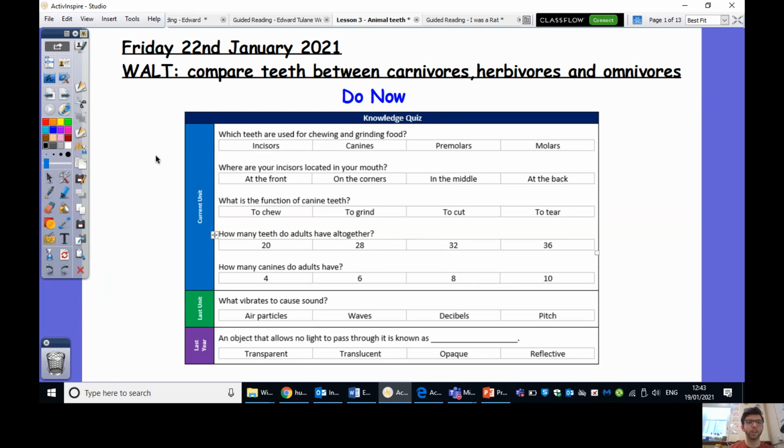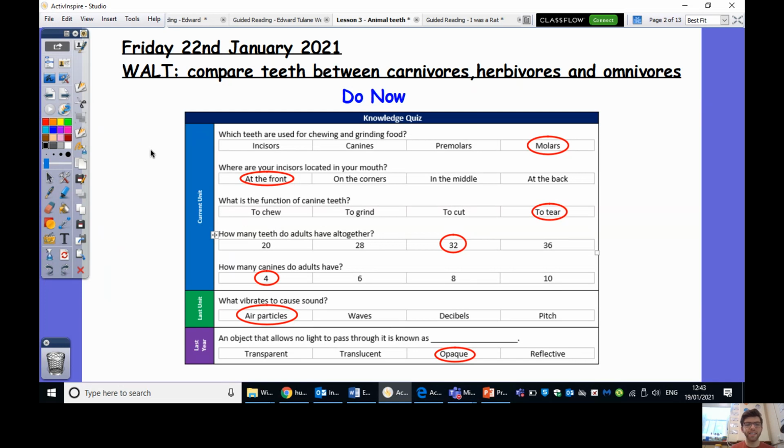Right, so let's have a look at the answers for our quiz. Make sure you've got a different coloured pen or pencil and are ticking or crossing as we go along. So molars, of course, are the teeth that are used for chewing and grinding food. Incisors are located at the front of your mouth. The main function of canine teeth, of course, is to tear our food. How many teeth do adults have altogether? They have 32. Adults have 4 canine teeth.